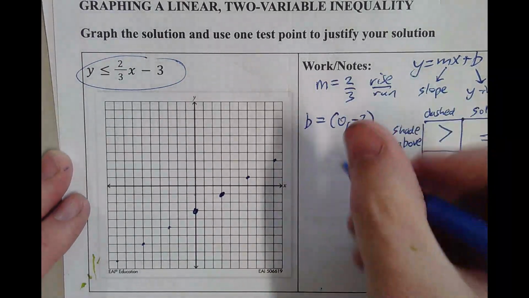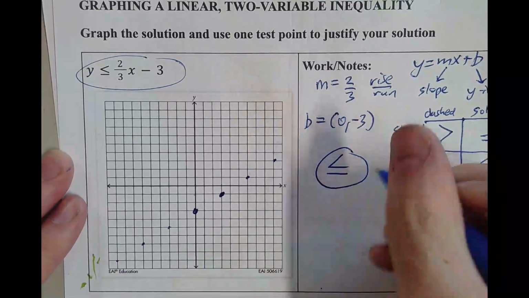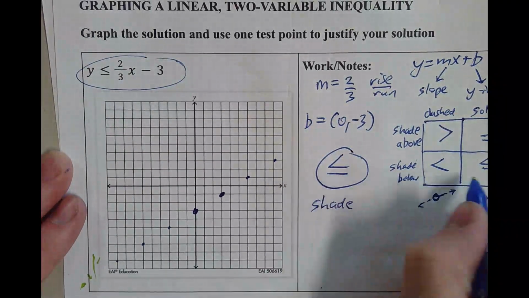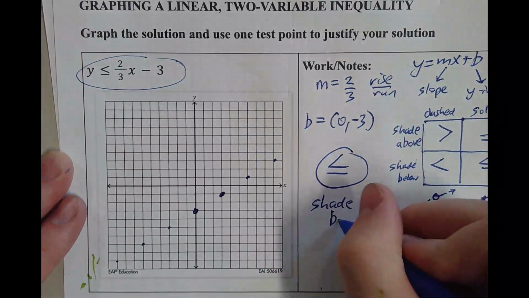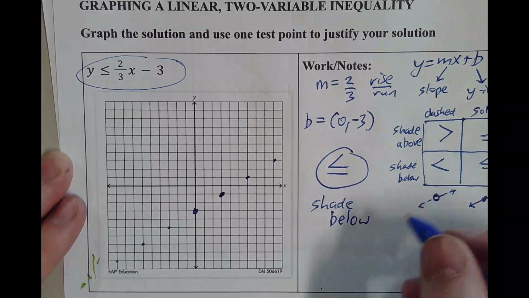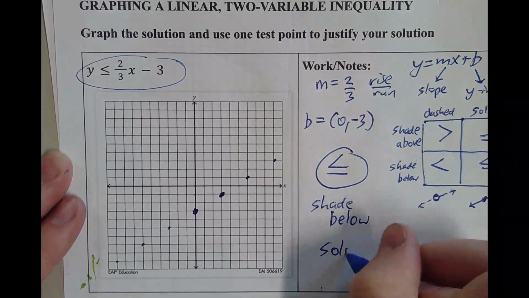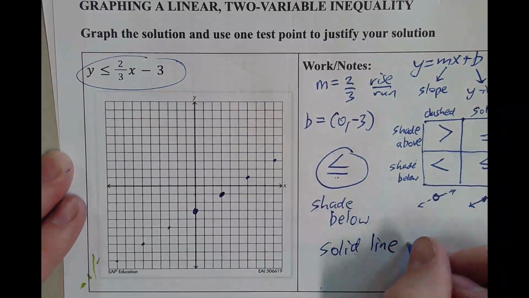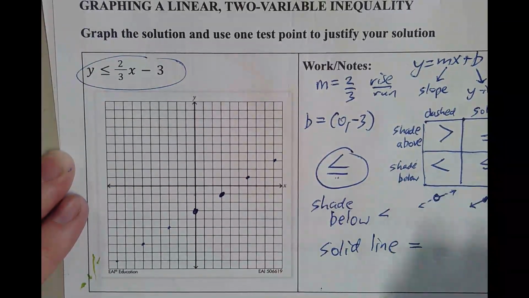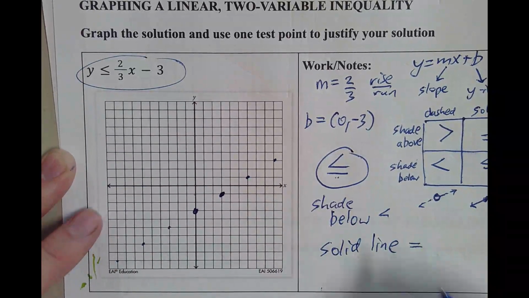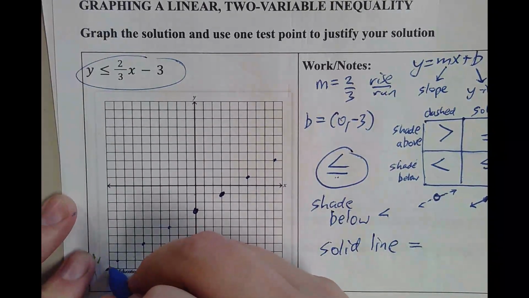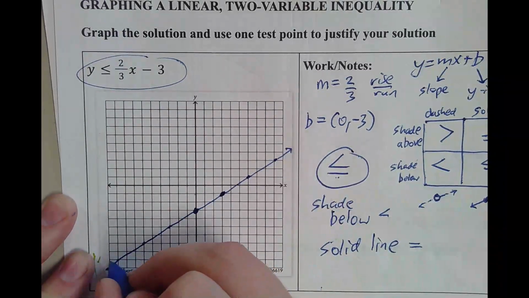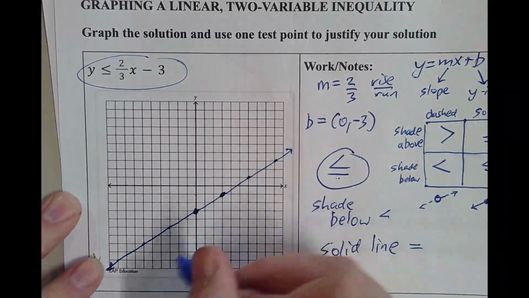Now, since it's this symbol, that means I have to shade where? Below, since it's less than. And it has to be a solid line because there's the equal sign. Okay, so together, less than or equal to. All right, that means I'm going to go ahead and write this on my graph. A solid line, and I have to shade below.